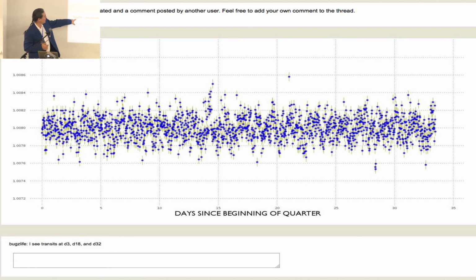I don't know if you can see it. "I see transits at day 3, day 18, and day 32." So that would allow a user who saw that comment to look at this image and say, okay, so day 3, what do I see there? Day 18, and so on. And then a third condition where they got comments, but the comments did not have context and specificity. Just things like "clear transits in this image."